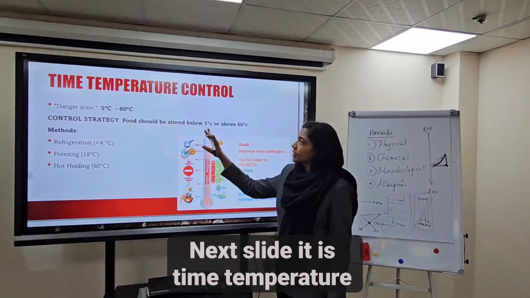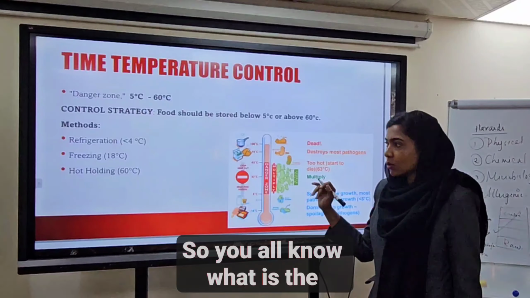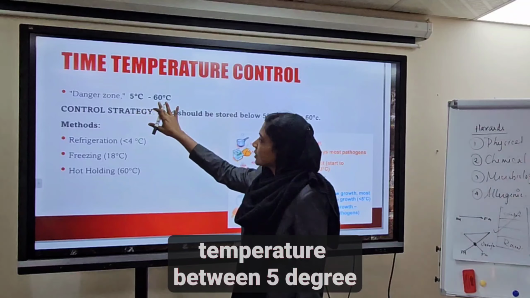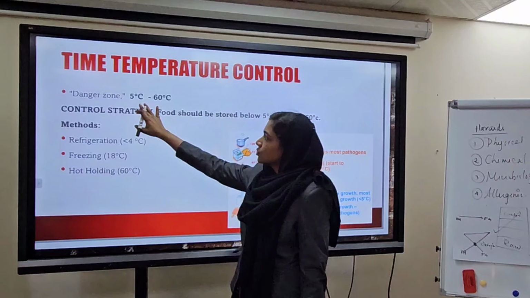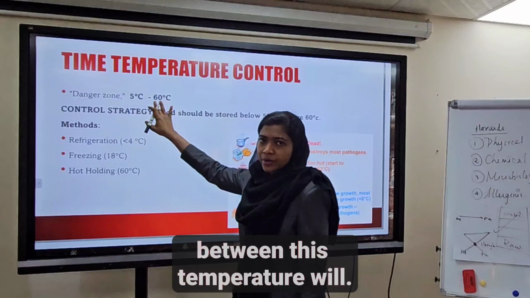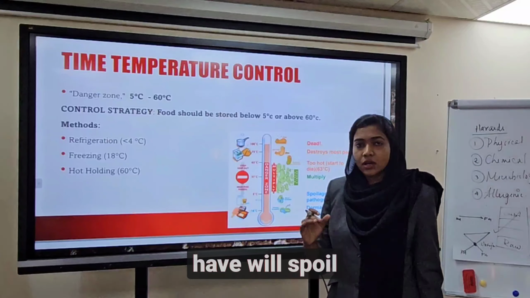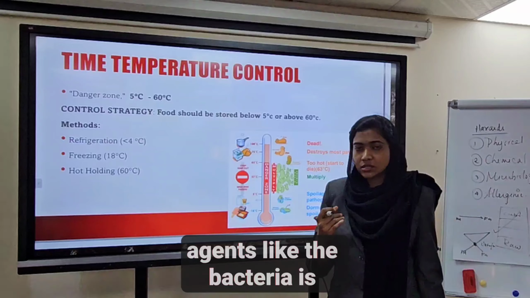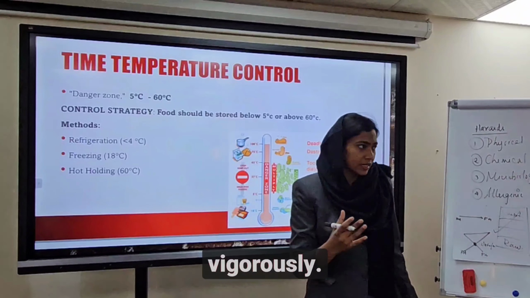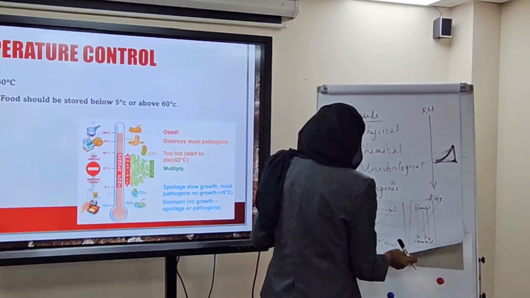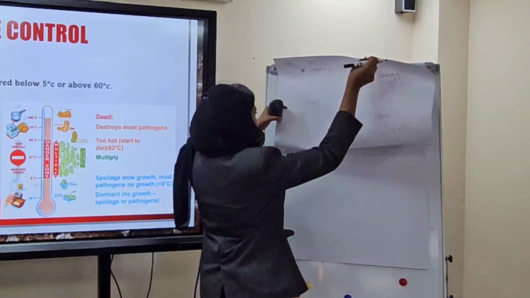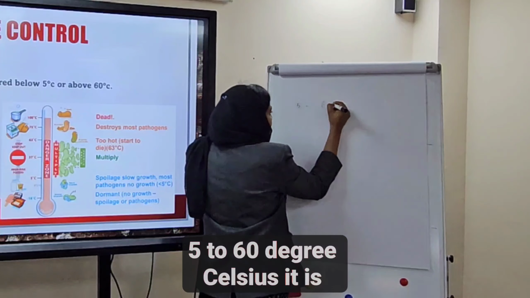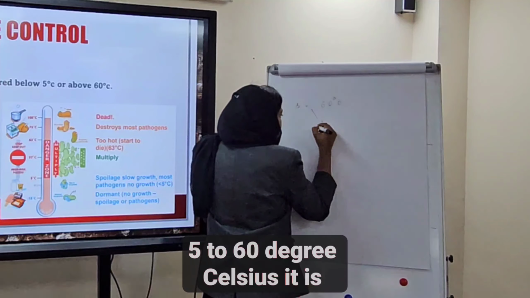Next slide, it is time temperature control. So you all know what the danger zone is. The danger zone is the temperature between 5 degrees Celsius to 60 degrees Celsius. So any food that is kept in between this temperature will spoil because the microbiological agents like the bacteria are multiplying vigorously. Okay.